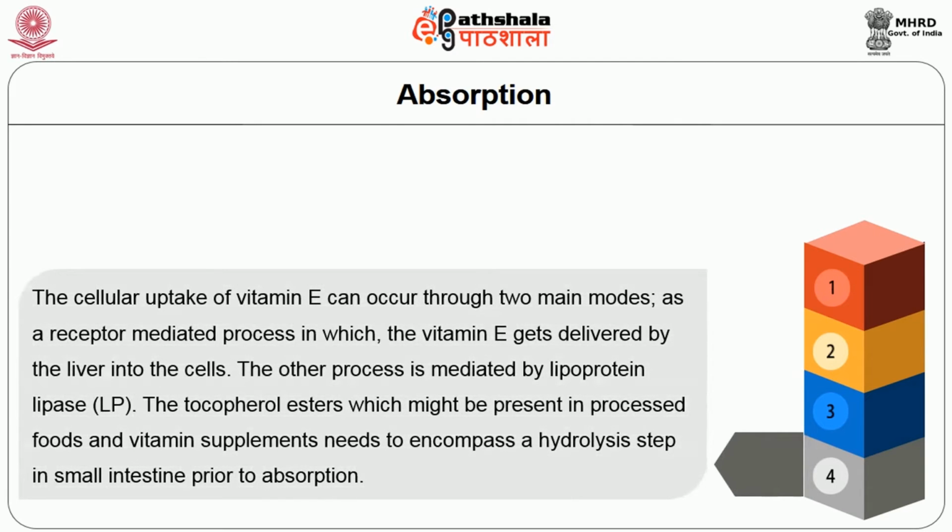The cellular uptake of vitamin E can occur through two main modes: a receptor-mediated process in which the vitamin E gets delivered by the liver into the cells. The other process is mediated by lipoprotein lipase. The tocopherol esters, which might be present in processed foods and vitamin supplements, need to undergo a hydrolysis step in the small intestine prior to absorption.